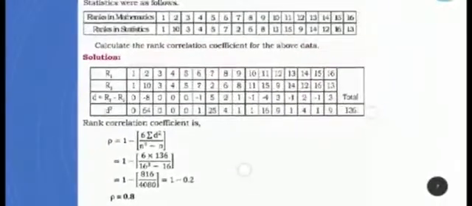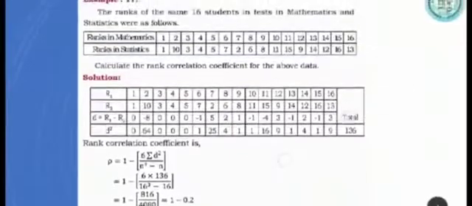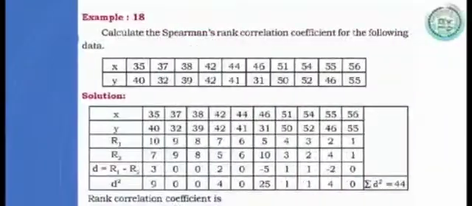Then once you find that, you substitute 6 into 136 divided by n, the value of n is 16, 16 observations are there. So 16 cube minus 16. Then you substitute and simplify, and you get the answer as rho is equal to 0.8. This is how we apply Spearman's rank correlation. We'll see one more example.